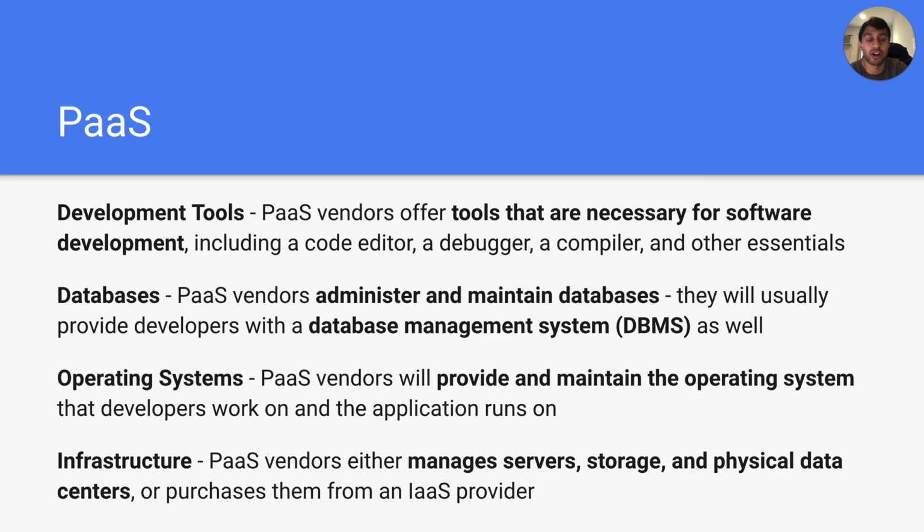PaaS is the next layer up from IaaS in the cloud computing service model, and everything included in IaaS is also included in PaaS. A PaaS provider either manages servers, storage, and physical data centers, or purchases them from another IaaS provider. And this is a big one, which we'll dive more into in a second. Different vendors may include other services as well, but these are some of the notable PaaS offerings.